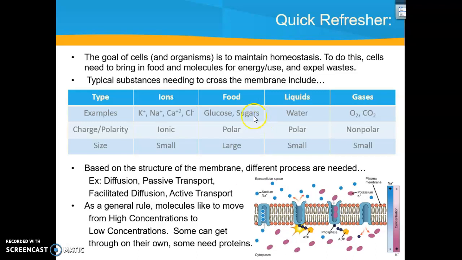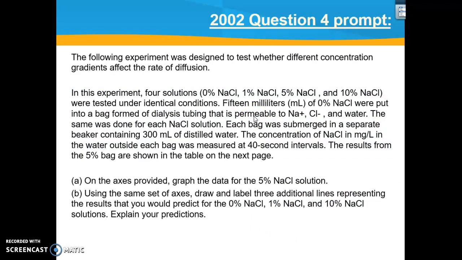Now here is an example of a question from 2002 that's focusing on diffusion. Take a second, pause the video, read the prompt, and then in the upcoming slides, we'll work on answering part A and part B. Now, something to point out from this prompt is that they're giving you all kinds of different data. They're giving you all kinds of different numbers.